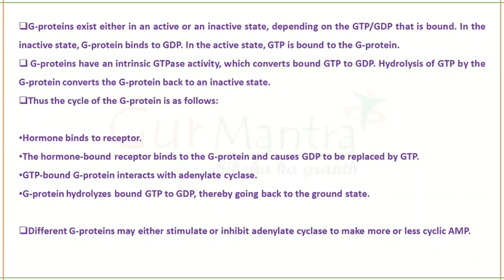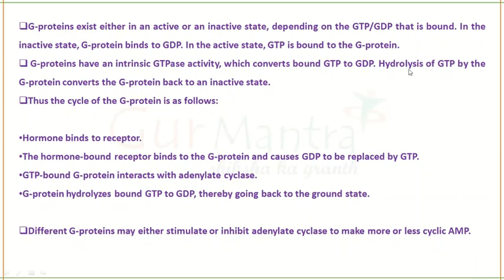The next point is that G protein has an intrinsic GTPase activity. GTPase is basically an enzyme that will hydrolyze GTP. You can see here it will hydrolyze GTP to GDP by removal of a phosphate group. So G protein has intrinsic GTPase activity which will convert the bound GTP to GDP by removal of a phosphate group.